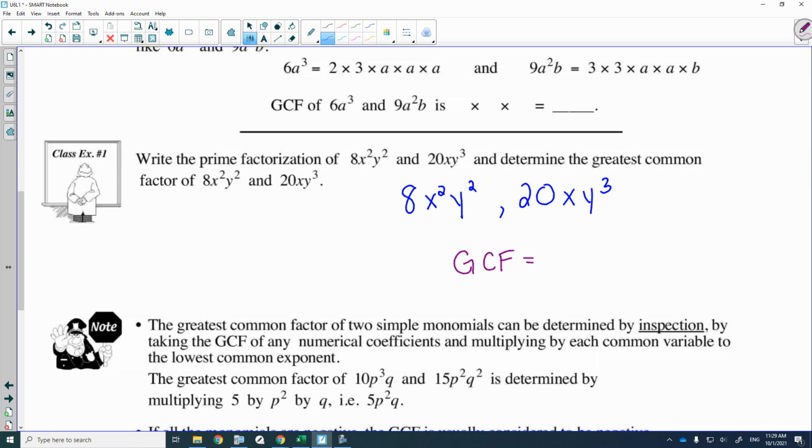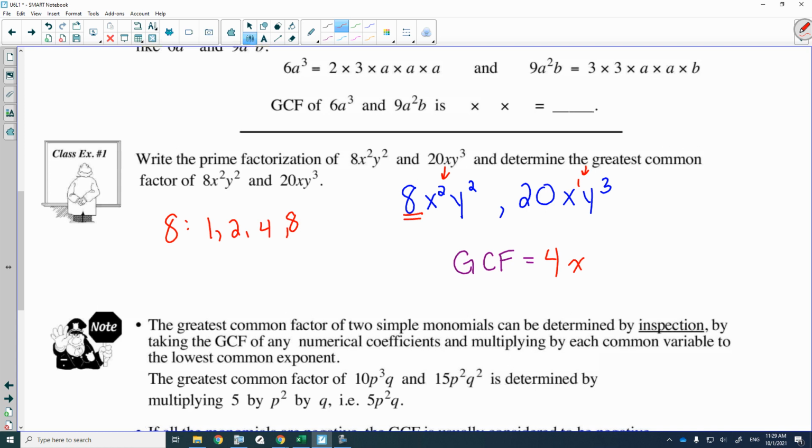GCF equals, write down what you think it is. Now, I know you guys don't need this, but I'm just going to do this off to the side. The factors of 8, so between 8 and 20, I'm going to take the smallest, which is 8, are 1 and 8, 2 and 4. So you would look at those numbers, and what's the biggest number here that divides into the 20? 4. How many x's? I've got 2 x's and 1 x. The GCF would be x to the 1.